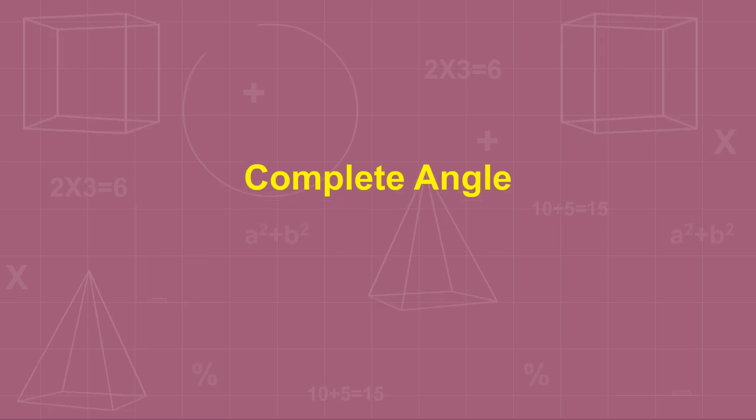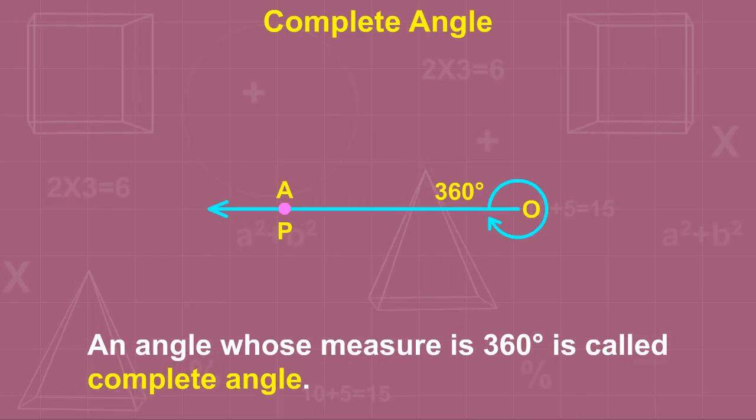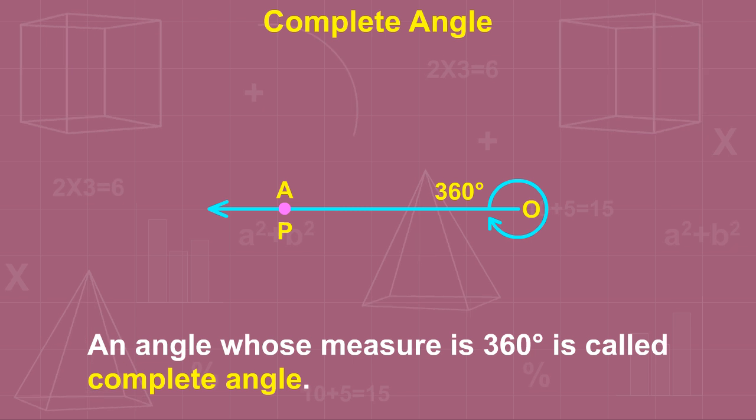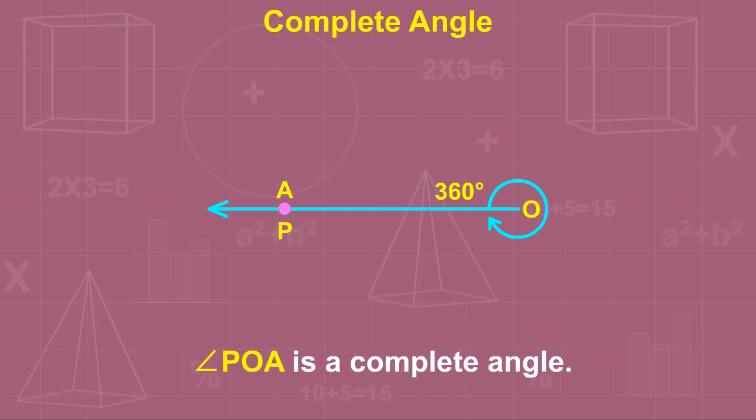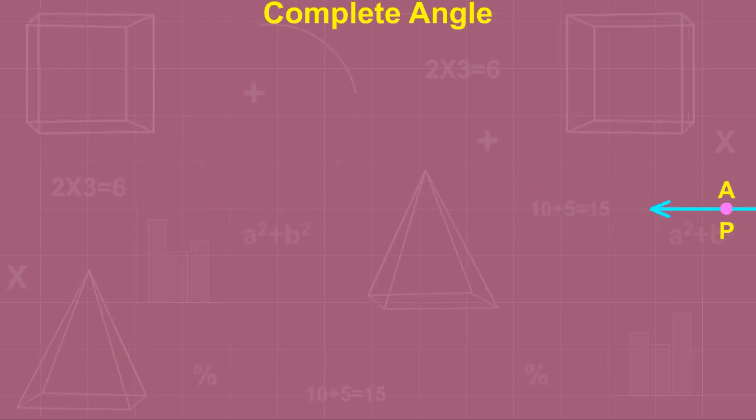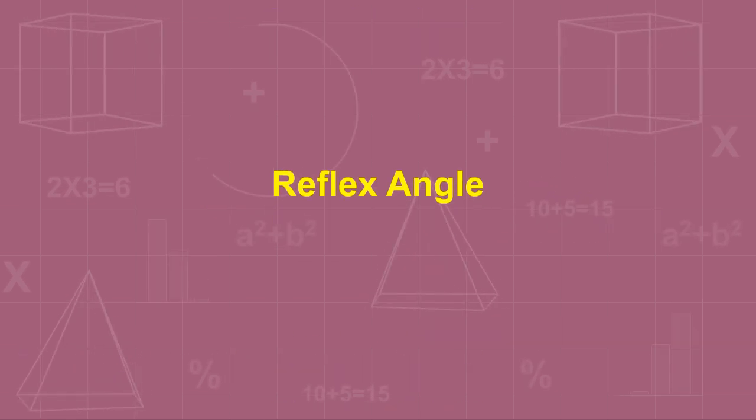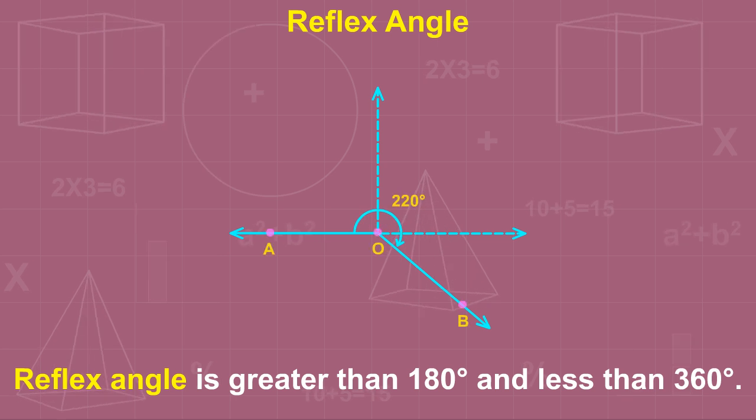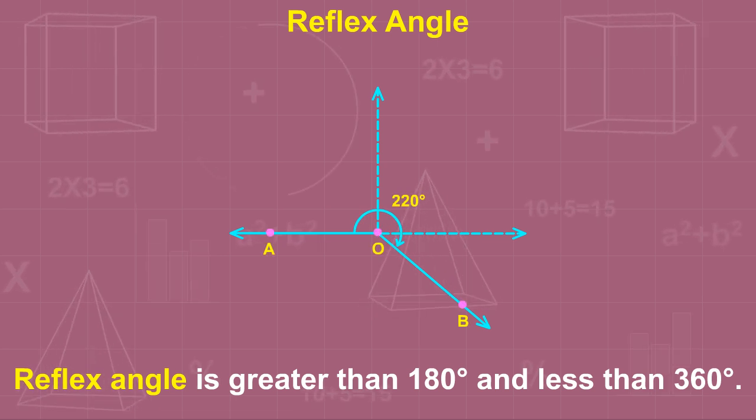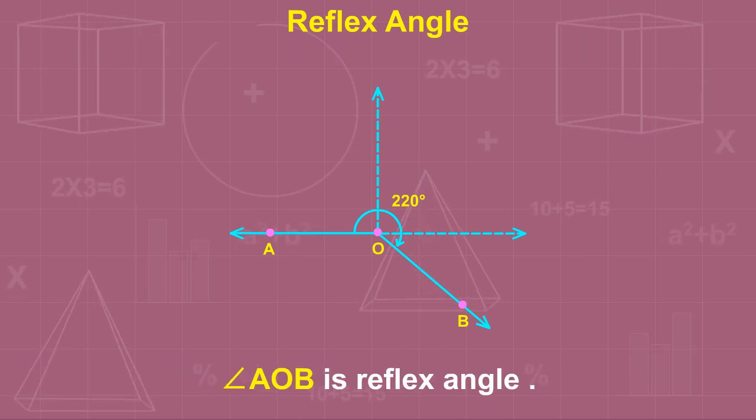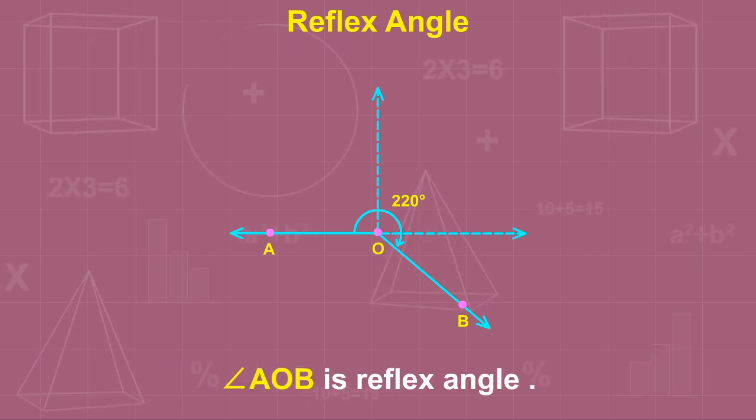Complete angle. An angle whose measure is 360 degrees is called a complete angle. For example, angle POA is a complete angle. Reflex angle. A reflex angle is greater than 180 degrees and less than 360 degrees. For example, angle AOB is a reflex angle.